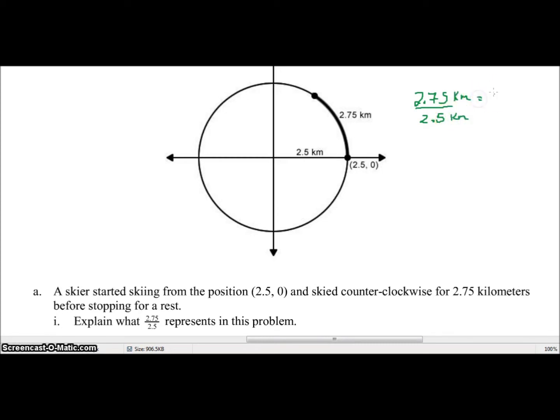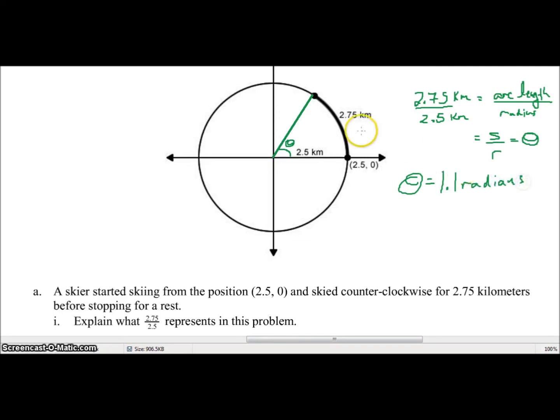That's interesting. That looks like an arc length divided by a radius. So an arc length divided by a radius will tell us an angle in radians. It tells us angle theta here. So basically, the angle that the skier has traveled through relative to the center of the circle. This value is 1.1 radians.